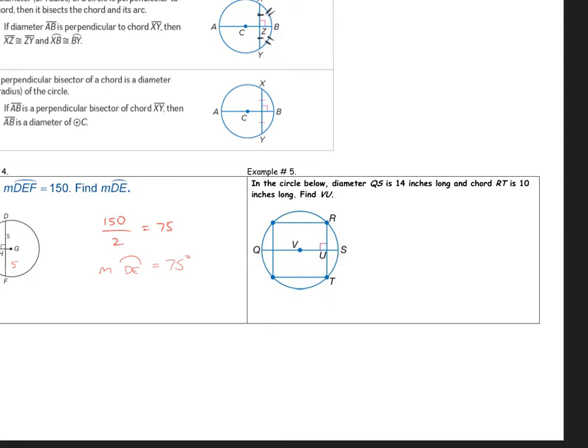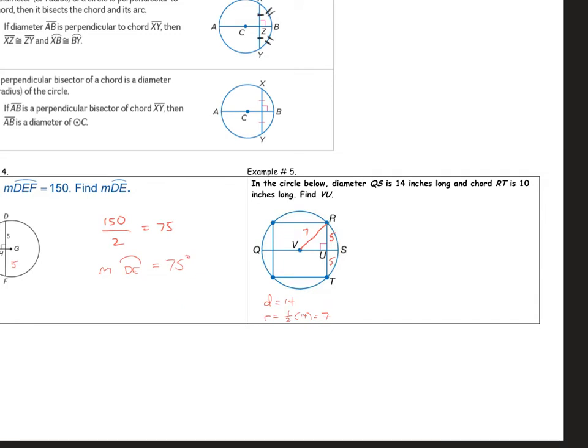All right, so if I know that RT is 10 inches long, and QS is the diameter, that means the distance from R to U is 5, and the distance from U to T is 5. Also, the diameter is 14 inches long. That means I could draw in a radius from V to R, and that means VR is 7. Remember, the diameter is equal to 14, so the radius is 1/2 of 14. That's how I got the 7. So VR is 7.